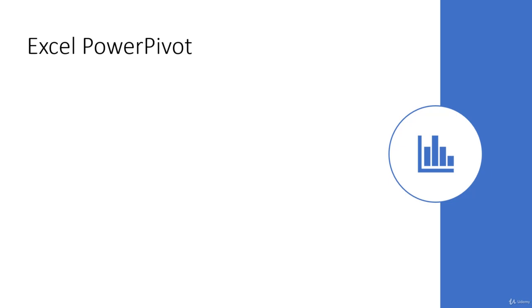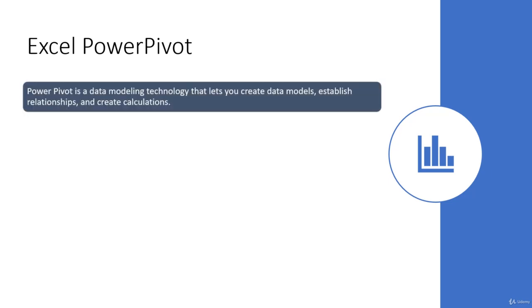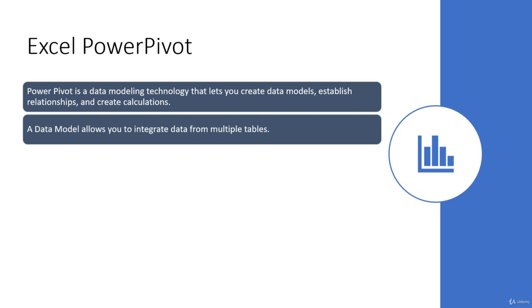So first, let's define what Power Pivot is. Power Pivot is a data modeling technology that lets you create data models, establish relationships, and create calculations. So what is a data model? Well, a data model allows us to integrate data from multiple tables, meaning that if we have multiple tables of data, we can create relationships between these tables to create a more sophisticated report.